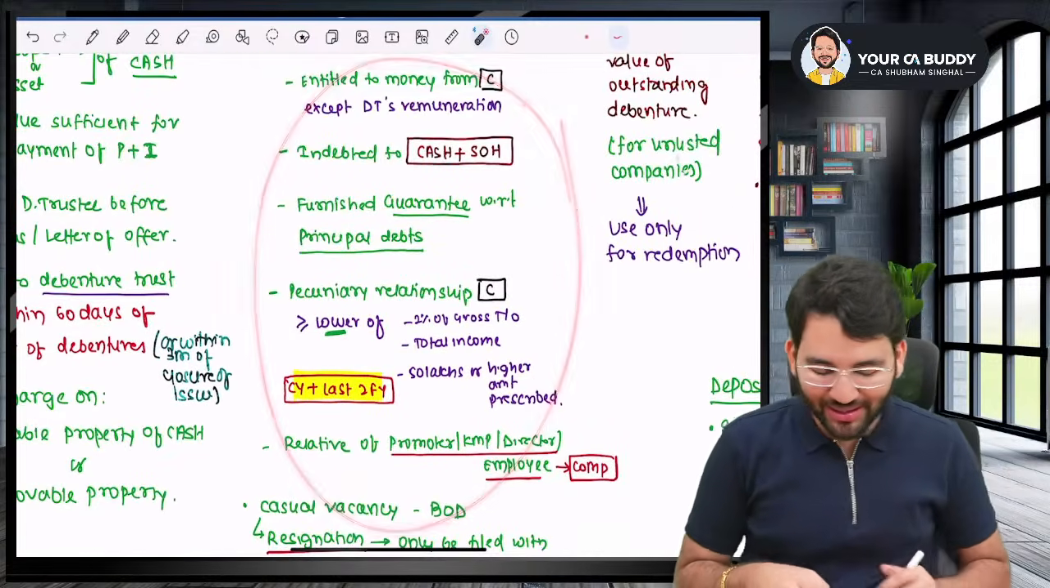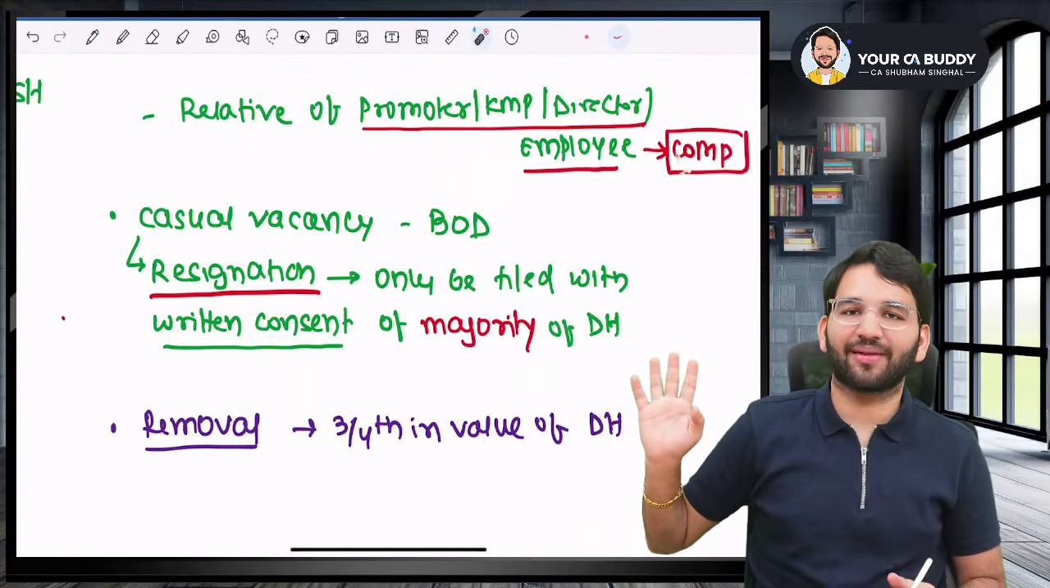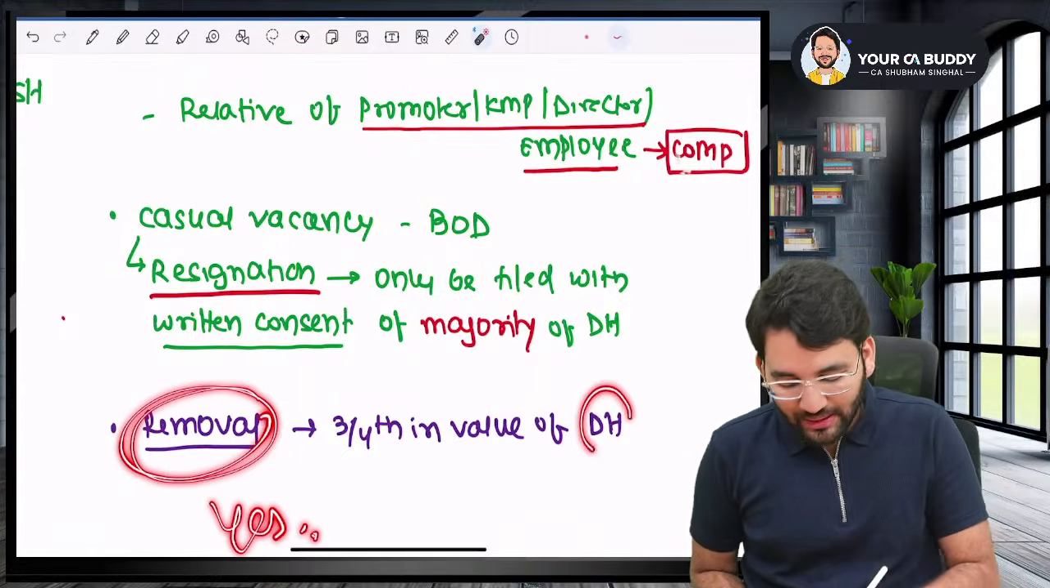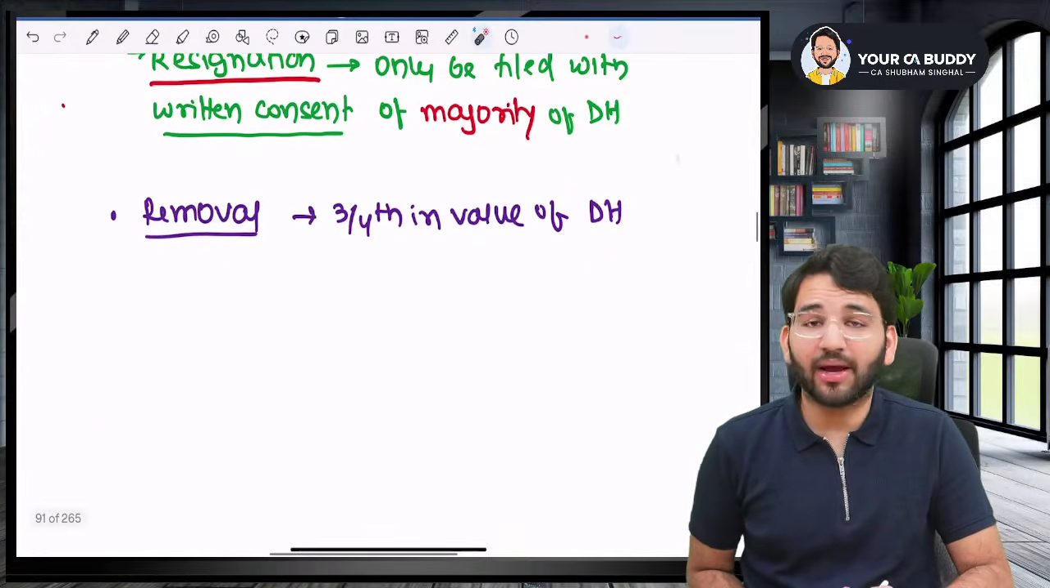Sir, this is your debenture trustee. Did you understand, sir? These people cannot become debenture trustee. Sir, can you remove a debenture trustee? Yes, sir. Who can remove? The debenture holders themselves, who hold 3/4 in value, can remove the debenture trustee.